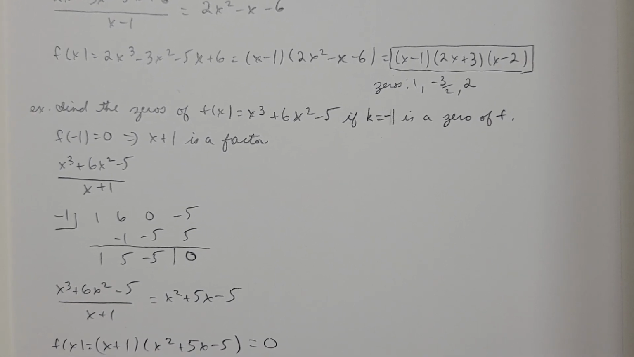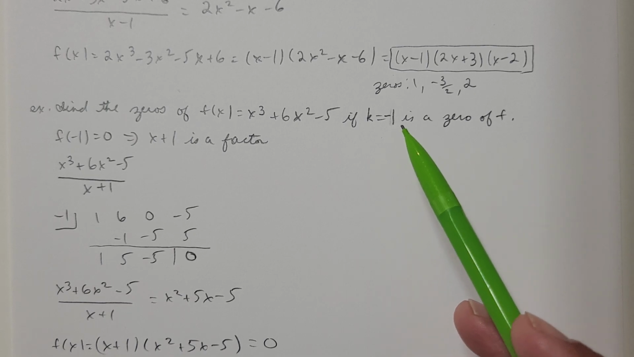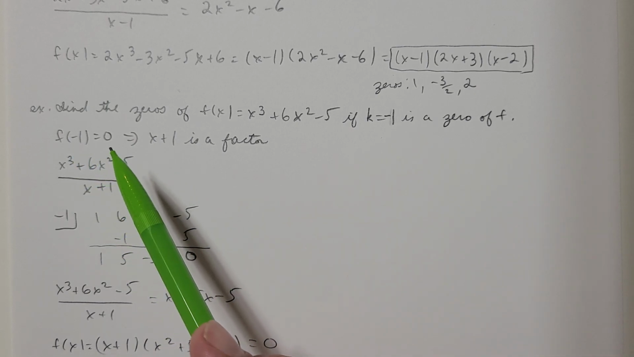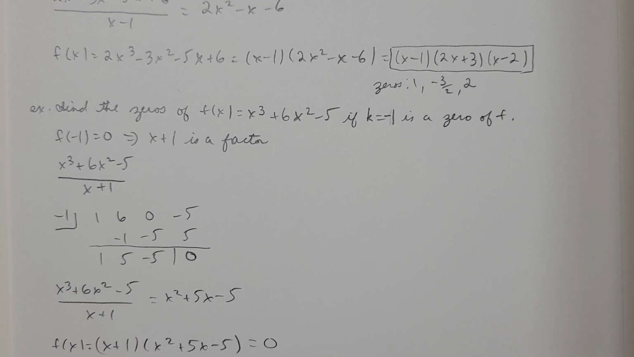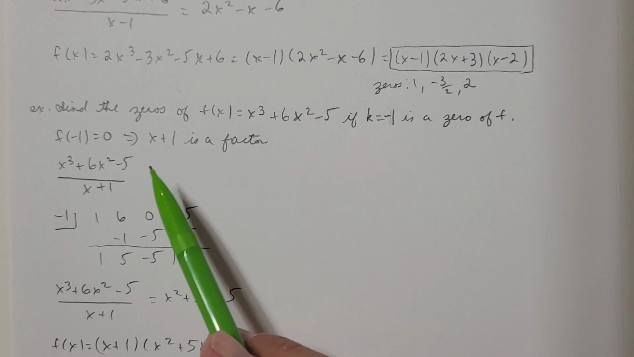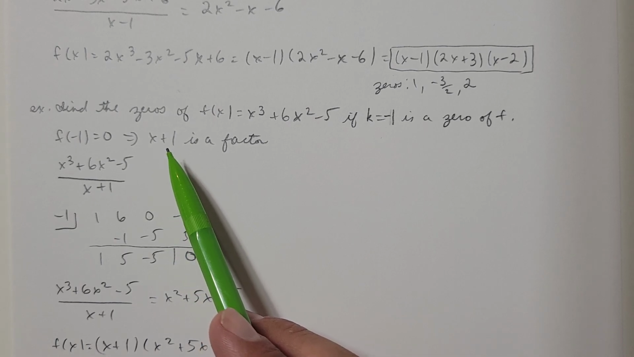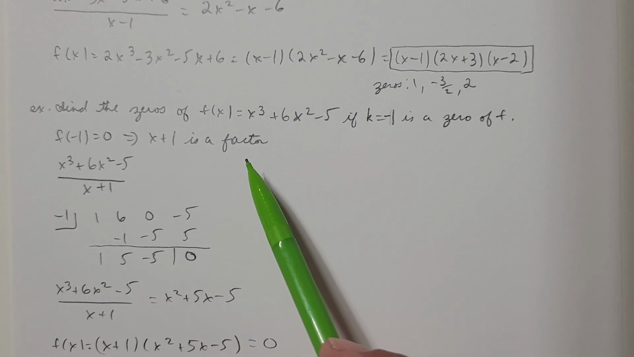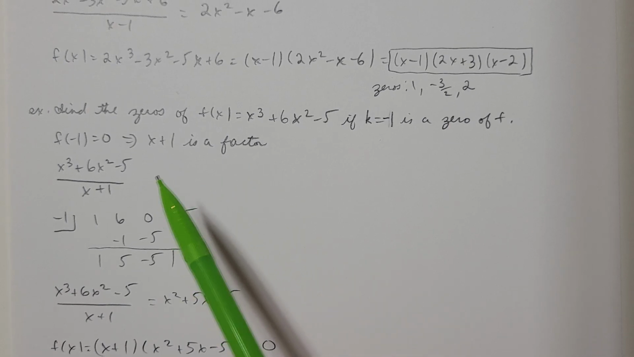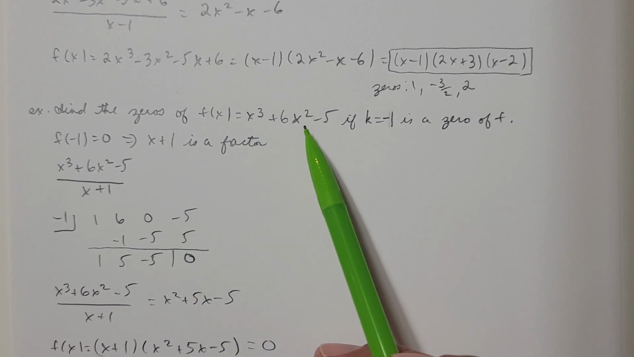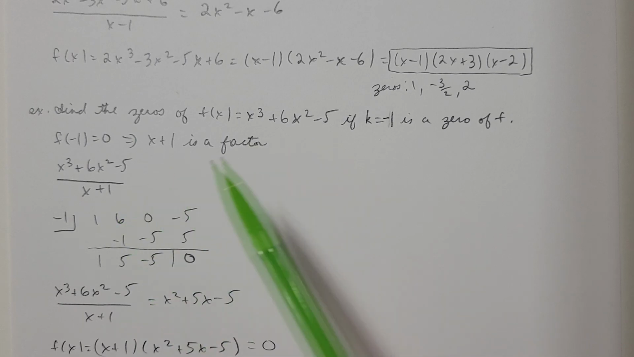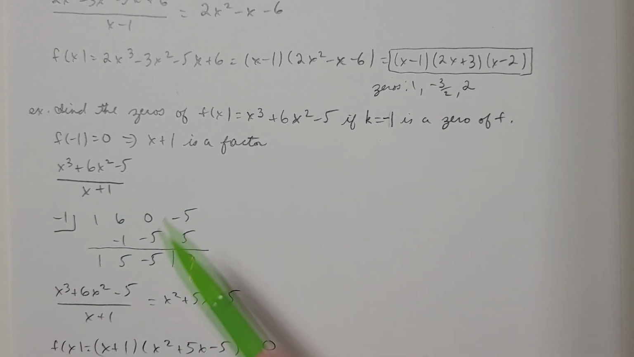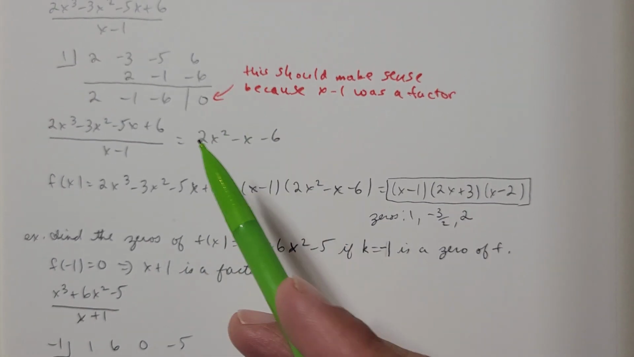Some books don't do that. I have to find the other 2 answers. Knowing that negative 1 is a 0 means that f of negative 1 equals 0. More importantly, knowing that negative 1 is a 0 means that x minus negative 1, or x plus 1, would be a factor. So let me divide x cubed plus 6x squared minus 5 by x plus 1. And we'll factor this further, just like we did with the previous problem.